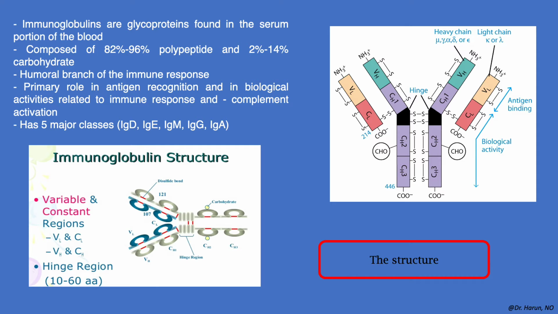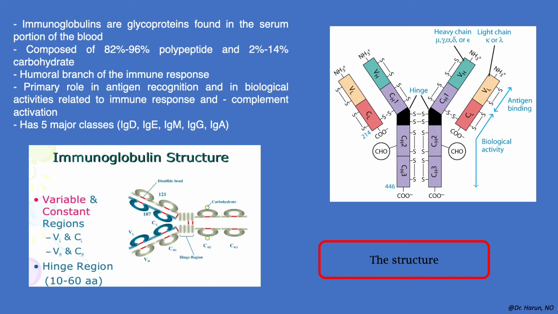Merupakan humoral branch of the immune system ataupun immune response, as we have learned previously. Kita ada two types of immune system, which is the innate ataupun the adaptive immune system or the humoral. Has 5 major classes, iaitu IgD, IgE, IgM, IgA dan juga IgG.